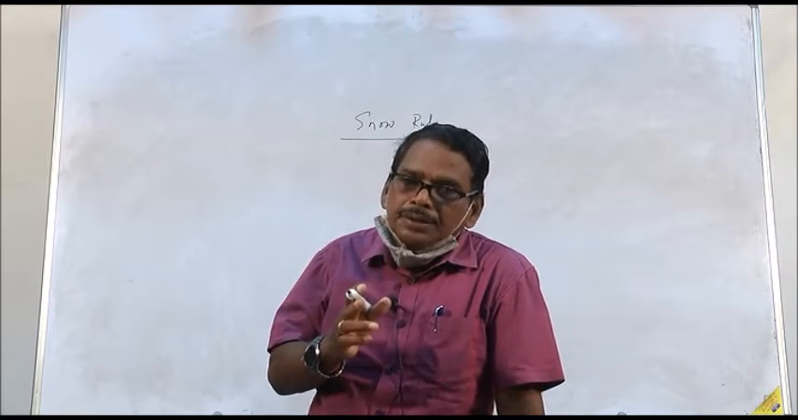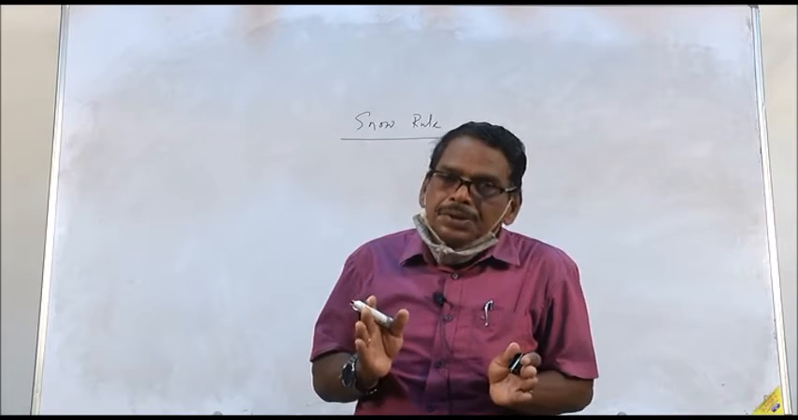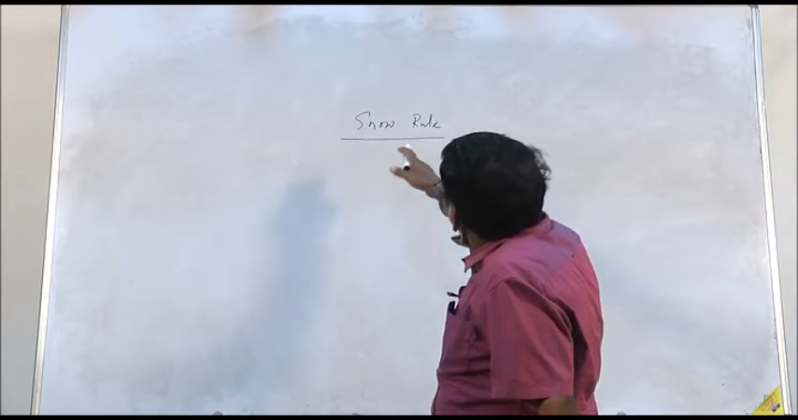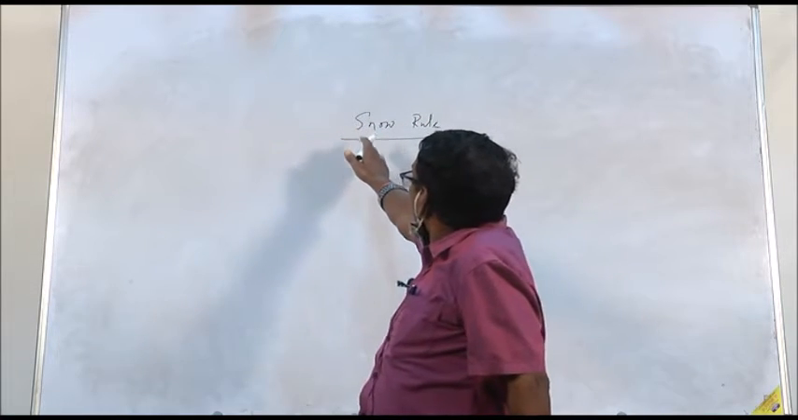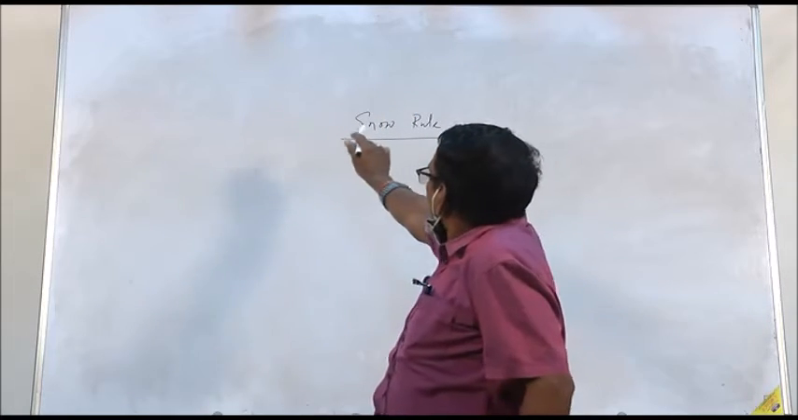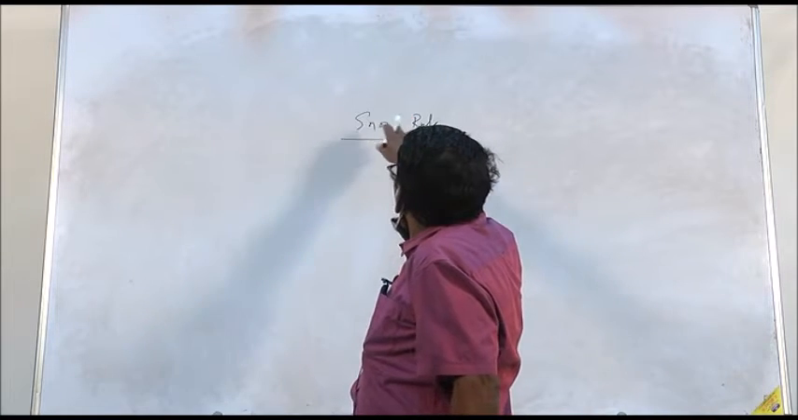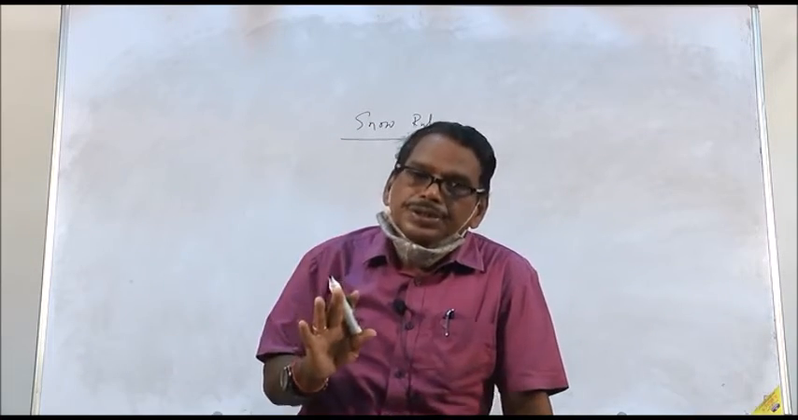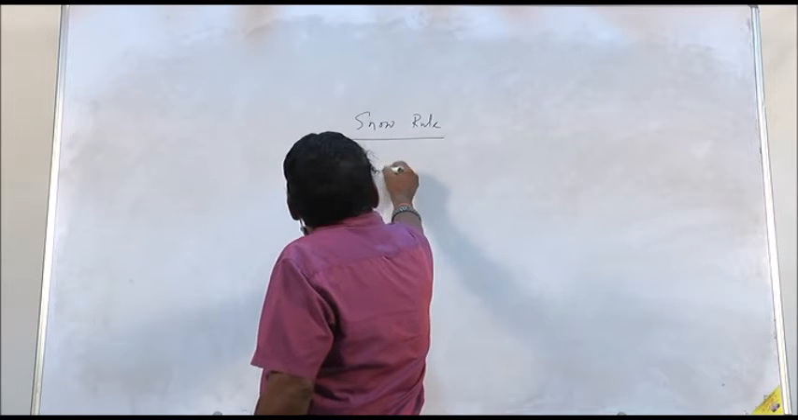Now, imagine a conductor carrying current and a needle magnet placed below the conductor. If the direction of current is from south to north, and the conductor is placed over the needle magnet, then the north pole of the needle magnet moves towards the west. So in that case the north pole gets deflected towards the west. This is Snow's rule.